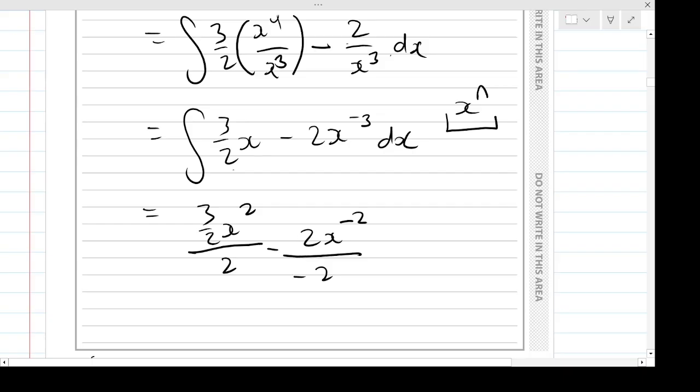And remember what else? We must have a plus c. Always a plus c, because if we were to differentiate this back, differentiating plus c goes to 0. So we need to account for that. So always a plus c at the end.